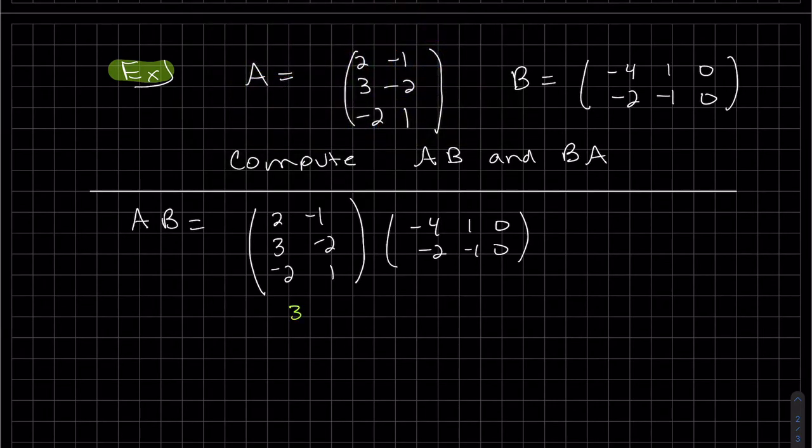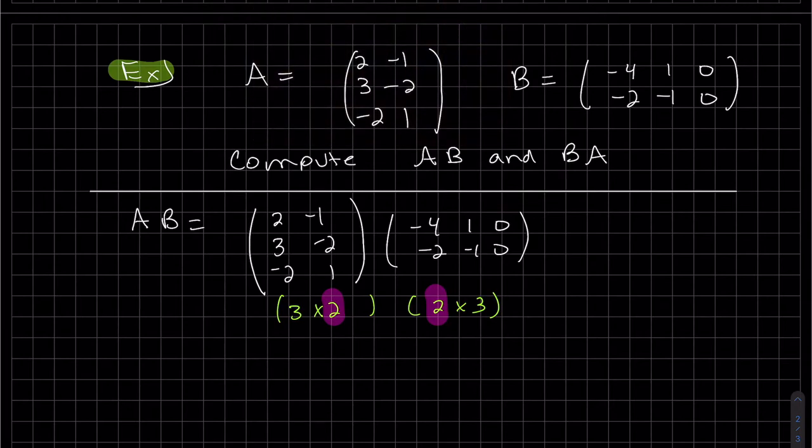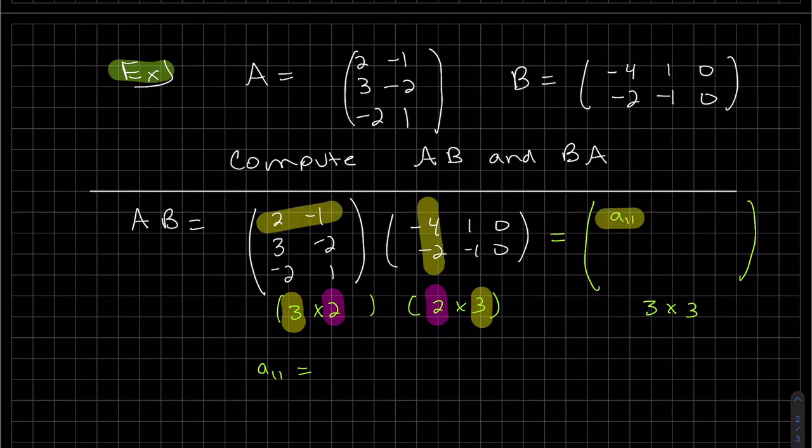So 3 by 2 times 2 by 3. Inside's the same. So I like to do the size first. We're going to end up with a 3 by 3. So this first element, this one here, A11. Again, the first times the first is my first. It's the dot product of those.